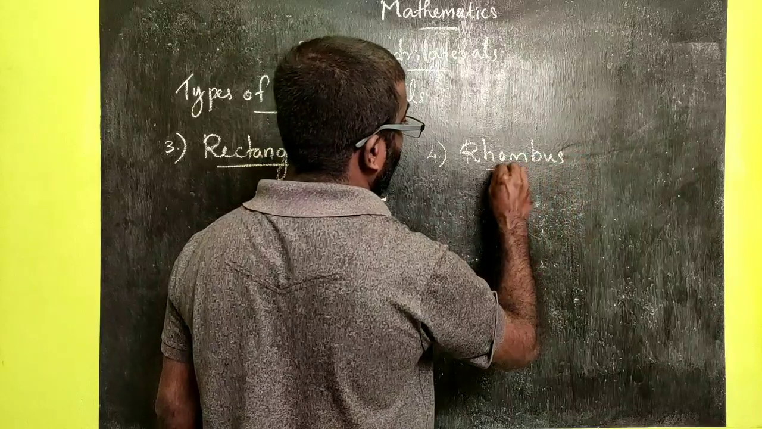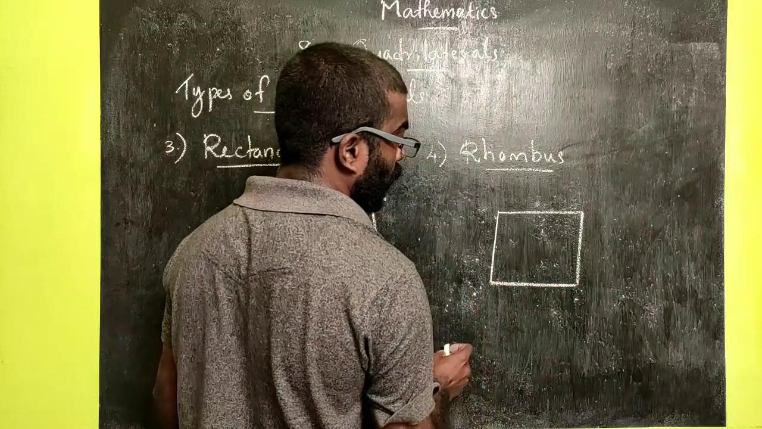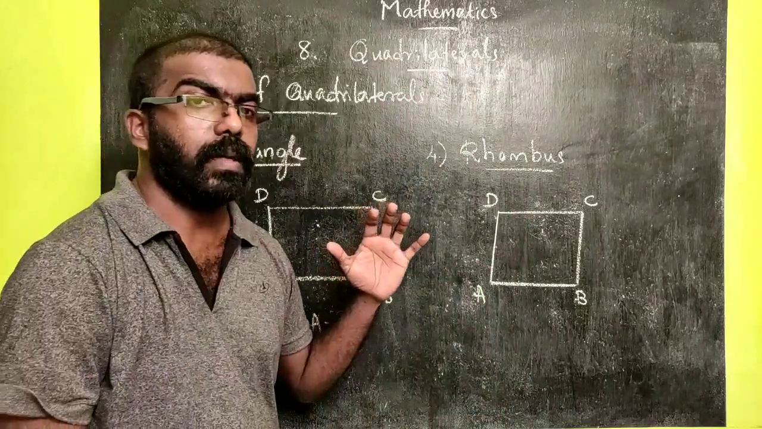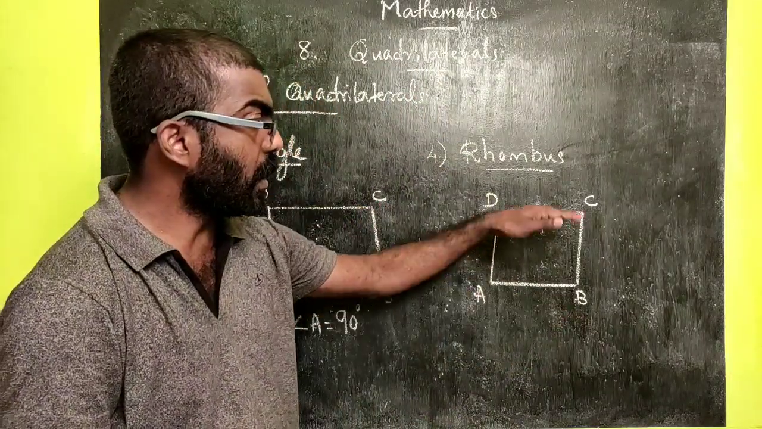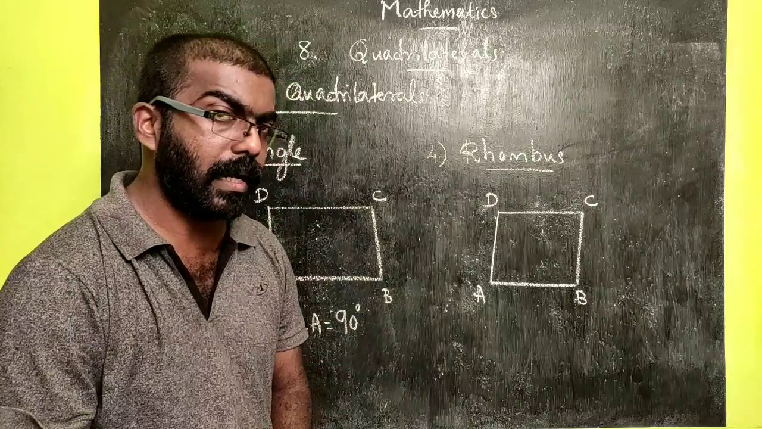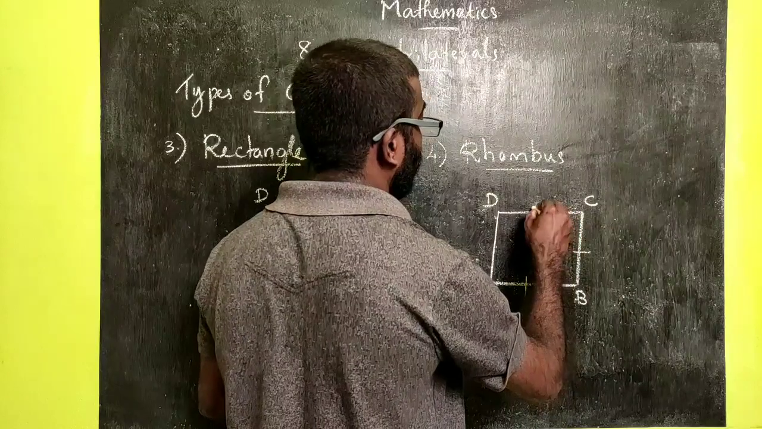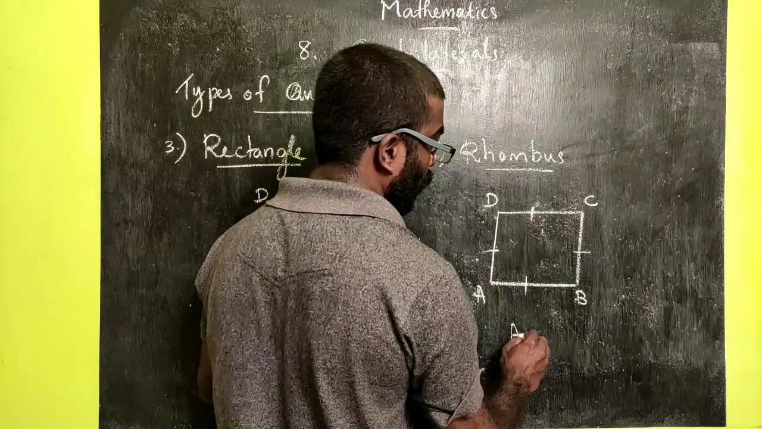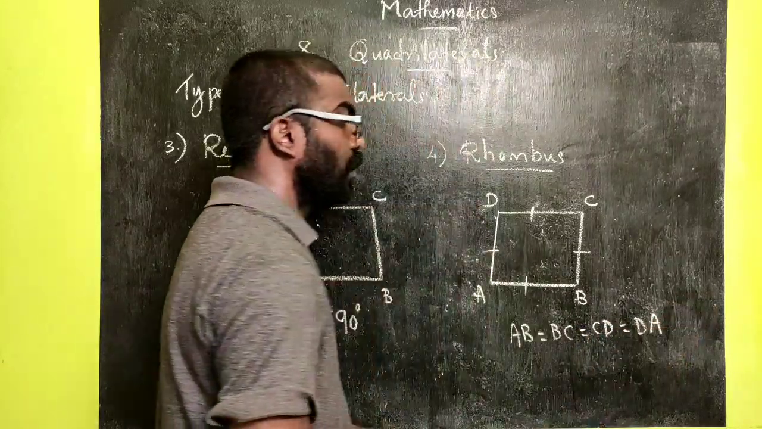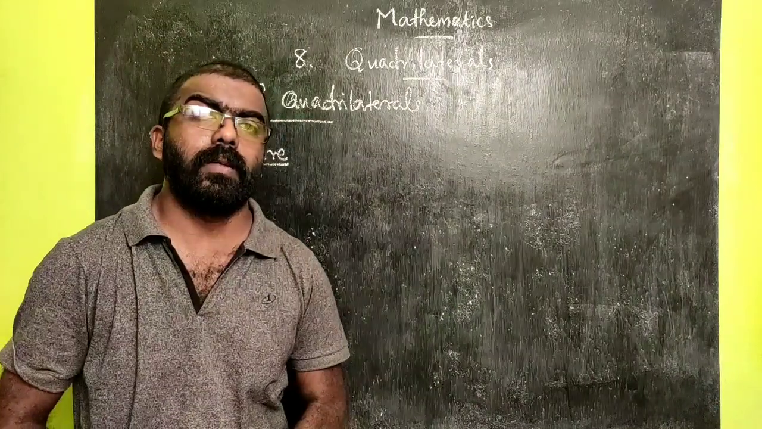Okay. Next one is rhombus. A rhombus is also a special type of parallelogram, a special case of parallelogram with all four sides equal. So here ABCD is a rhombus. First of all, it is a parallelogram. AB parallel to DC and BC parallel to AD. Both pairs of opposite sides are parallel, and in addition to that, all four sides are equal. AB equal to BC equal to CD equal to DA. Then we can say what? This parallelogram is a rhombus. Clear?